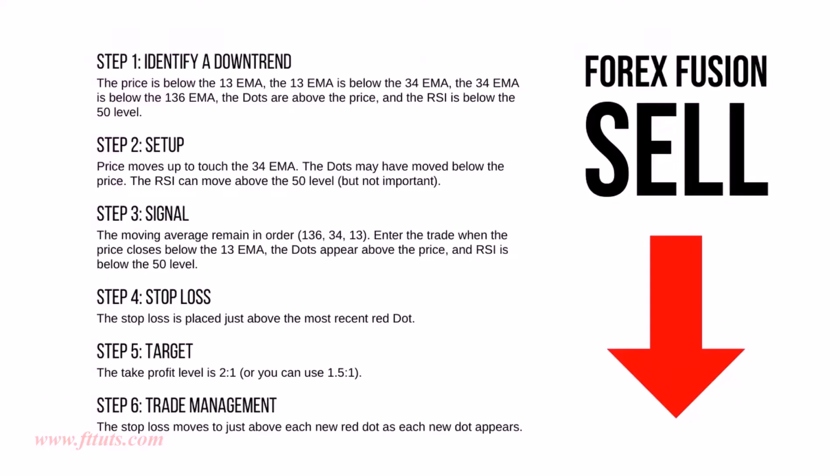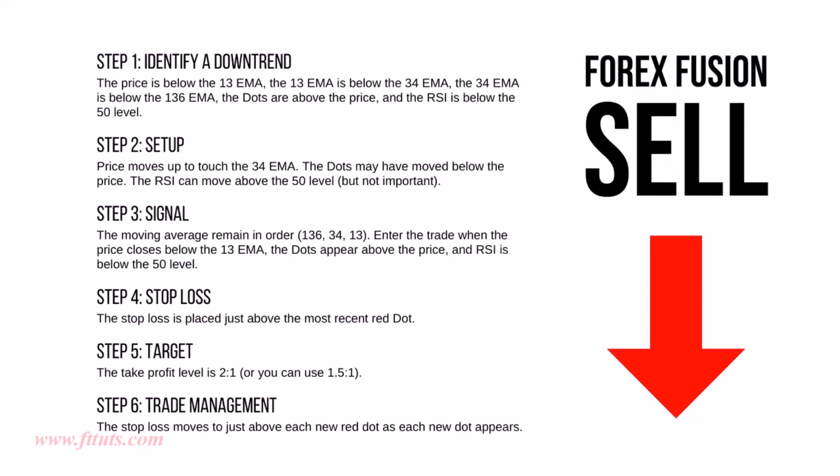Except in the opposite order. We're looking for a downtrend. The 13 EMA must be below the 34 EMA. The 34 EMA must be below the 136 EMA. The dots are above the price, and the RSI is below the 50 level. And that is the precursor to the setup.